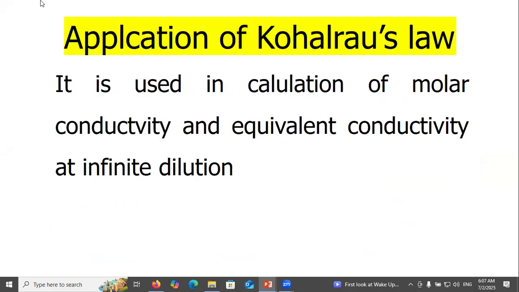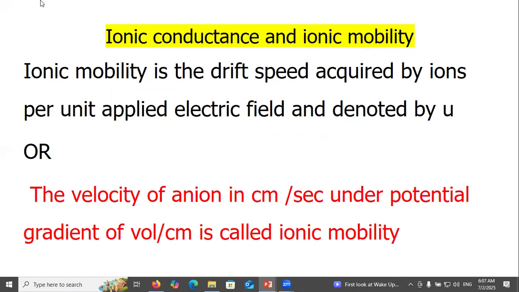Application of Kohlrausch's law: it is used in calculation of molar conductivity and equivalent conductivity at infinite dilution, ionic conductance and ionic mobility. Ionic mobility is the drift speed acquired by ions per unit applied electric field and is denoted by mu. The velocity of an ion in cm per second under a potential gradient of volt per cm is called ionic mobility.